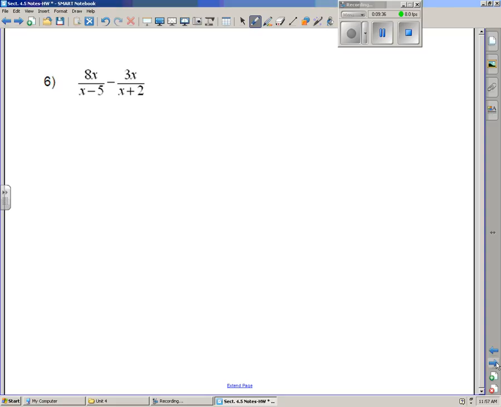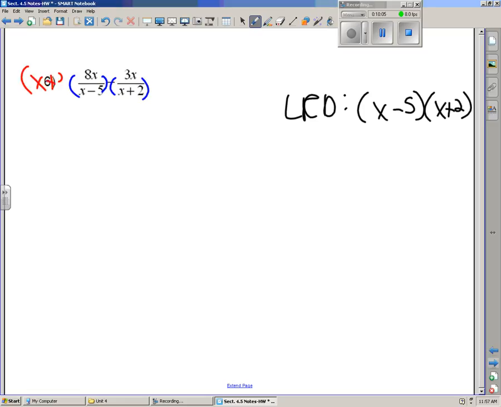Number 6. Here's where we probably get the hardest. Again, in terms of the binomials, now that they're on the bottom, make sure the binomials have parentheses around them. What happens is binomials happen to be a package deal. So the LCD has to have each parenthesis. It's going to be an x minus 5 parenthesis and an x plus 2 parentheses. What's going to have to happen is this guy on the left has to be multiplied by an x plus 2 on top and bottom.